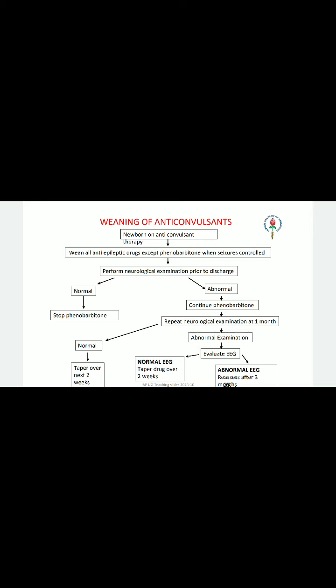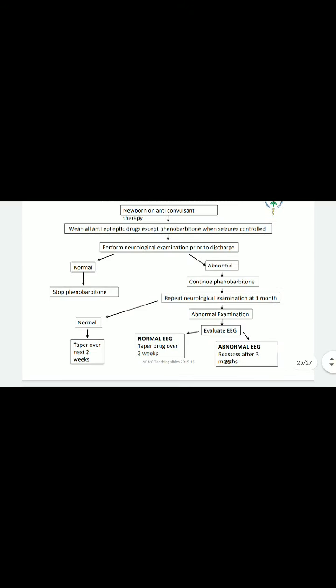In the follow-up, do a neurological examination at 1 month. If it is normal, taper over the next 2 weeks. If it is abnormal, then do an EEG. If that is normal, you taper the drug over a period of 2 weeks. If abnormal, then continue phenobarbital and reassess after 3 months.